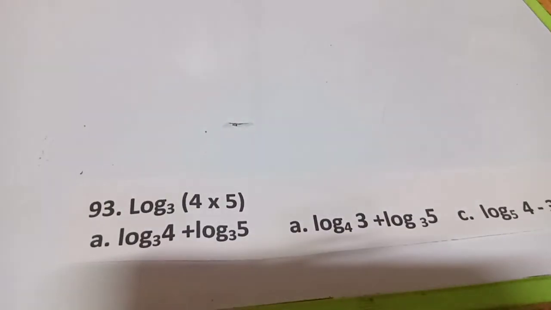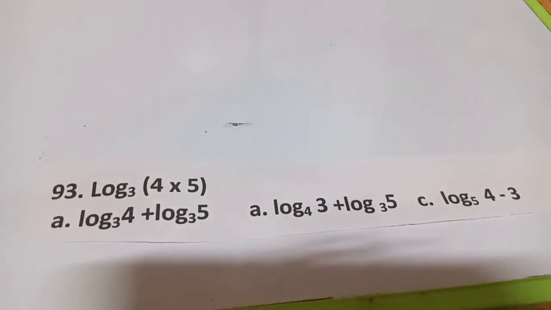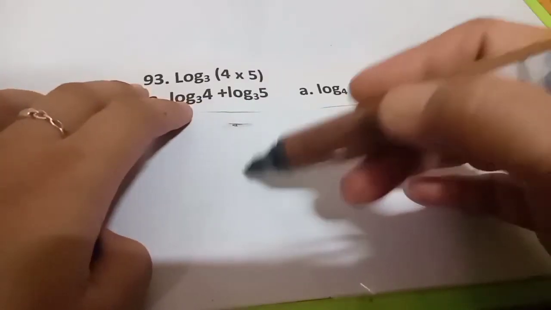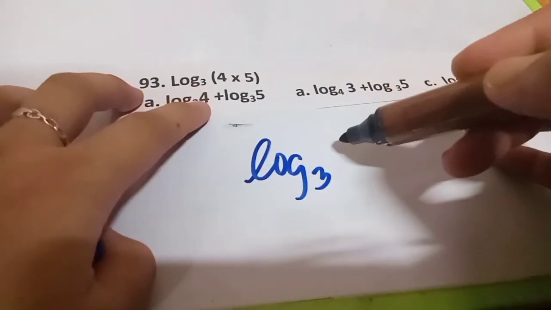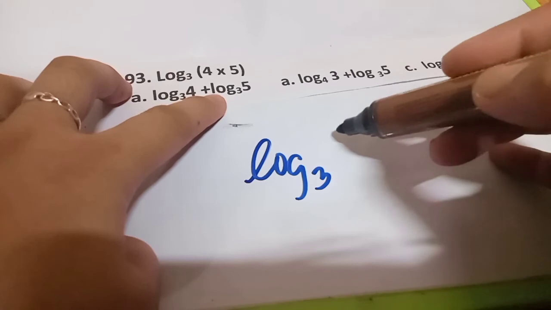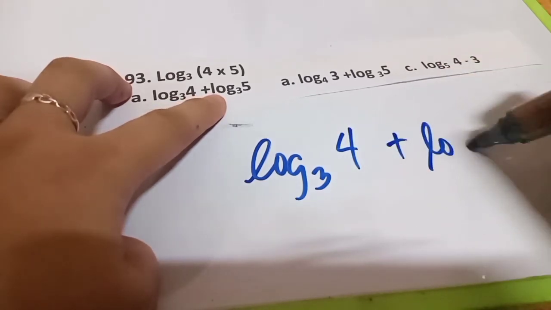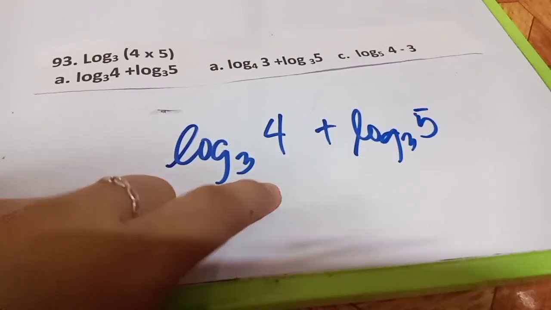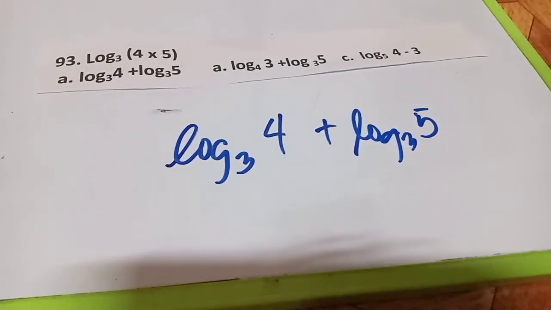Okay. Let's have this one. 93. Logarithm of 3 times 4 times 5. Again, the rule is that multiplication becomes addition in logarithm. So, this is times, automatically logarithm of 3 plus logarithm of 4 plus logarithm of 5. So that will be our answer. Is it clear?